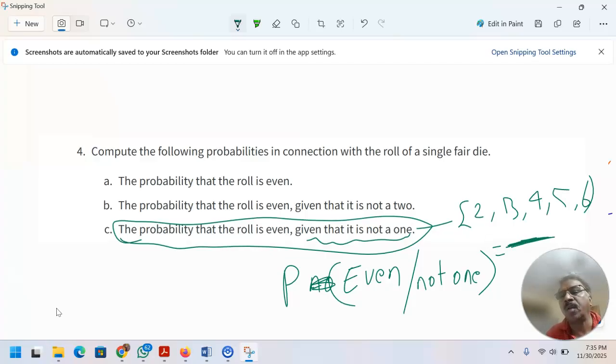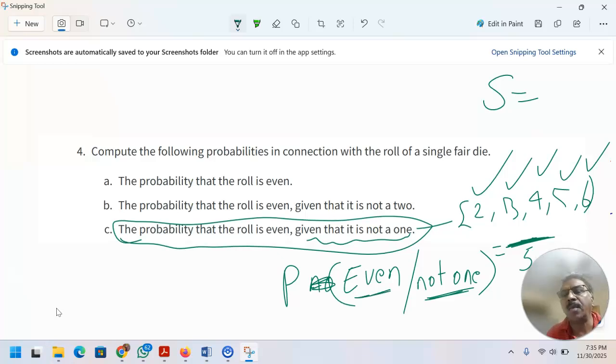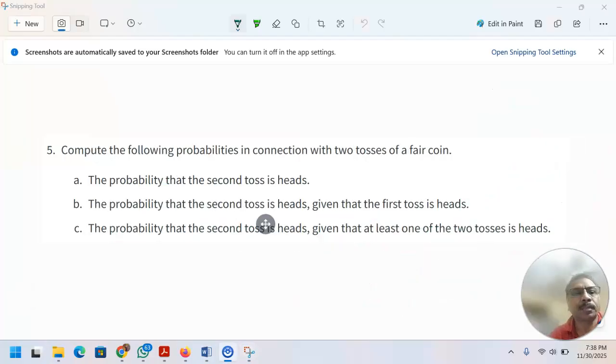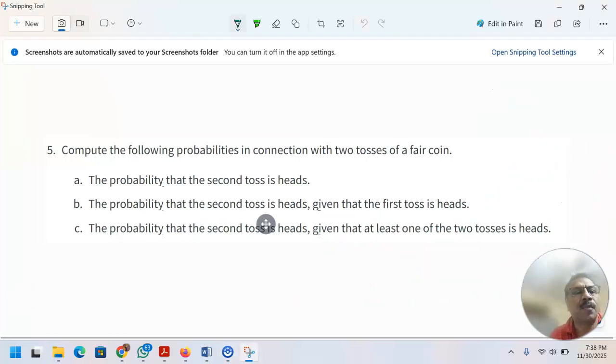So the sample space is not going to be 6 as before, but now it is reduced. You are saying not one. It means the outcomes other than one are 2, 3, 4, 5, and 6. There are 5 of them. See, and how many of these are even here? And you can see this is 2, and this is 4, and this is 6. So there are 3 of them which are even. So this becomes 3 out of 5. So this is a direct way of figuring out the answer. So this is question number 5.